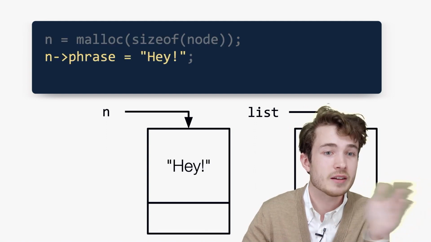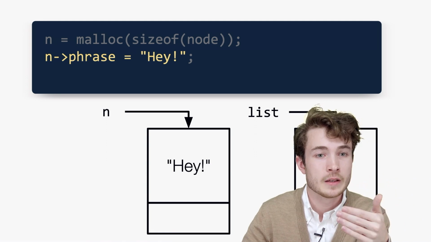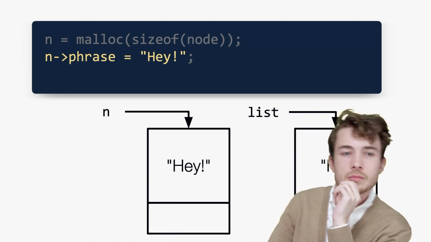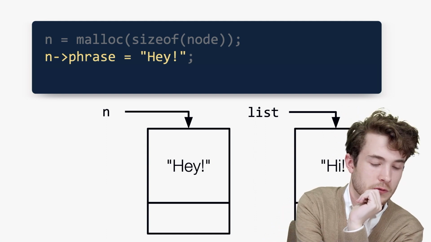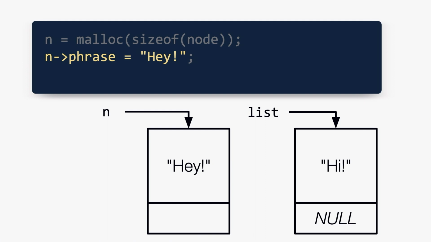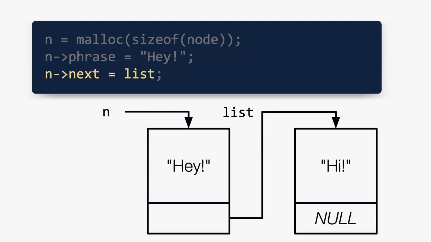We'll say, OK, n arrow phrase gets the value hey. And now we want to say, where should we point n's next pointer to? If we look at this picture here, where should we point n's next pointer? In the chat, if you will? Yeah, to list. So we want to make sure that this new node called n points to the very first node in our list, that being called, well, just list. So here we'll say, OK, n arrow next gets the value list.